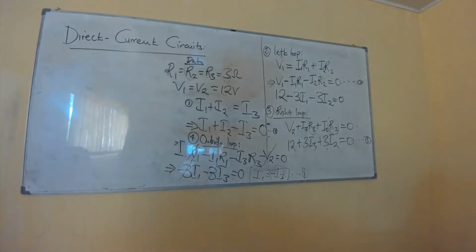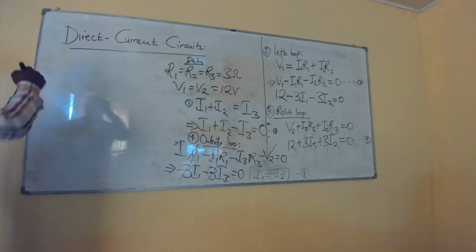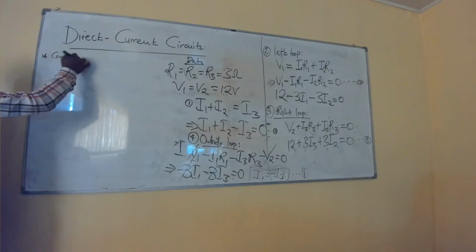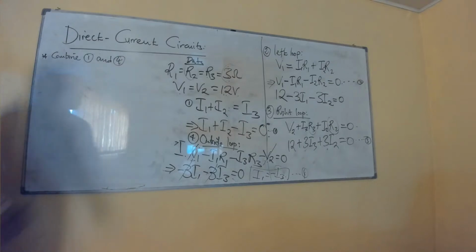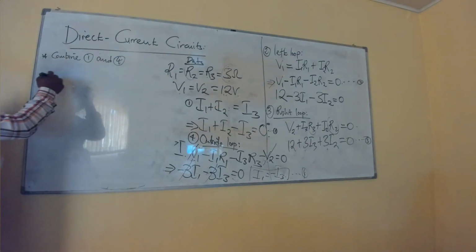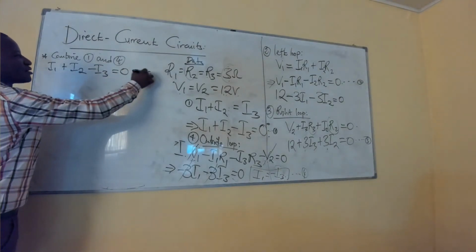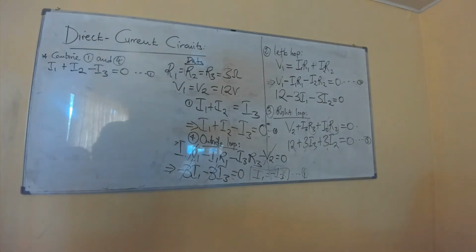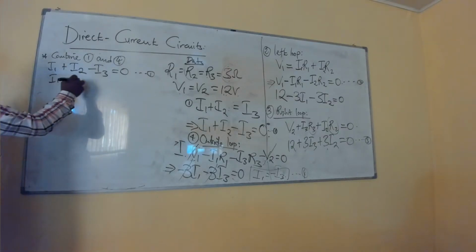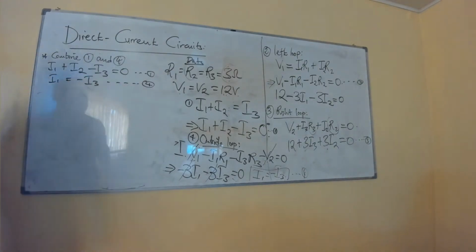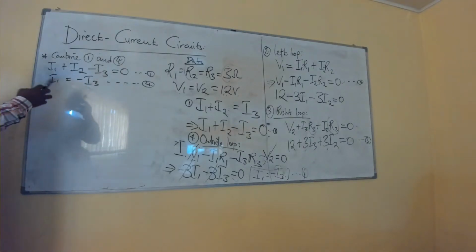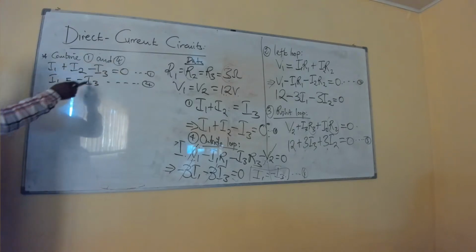All right, the first step is to combine equation 1 and equation 4. So what do we have? Equation 1 is saying I1 plus I2 minus I3 must be equal to 0. What is number 4 saying? Number 4 is saying I1 must be equal to minus I3. Depending on how you want to combine them, where there is I1 in equation 1, you can put minus I3 here.